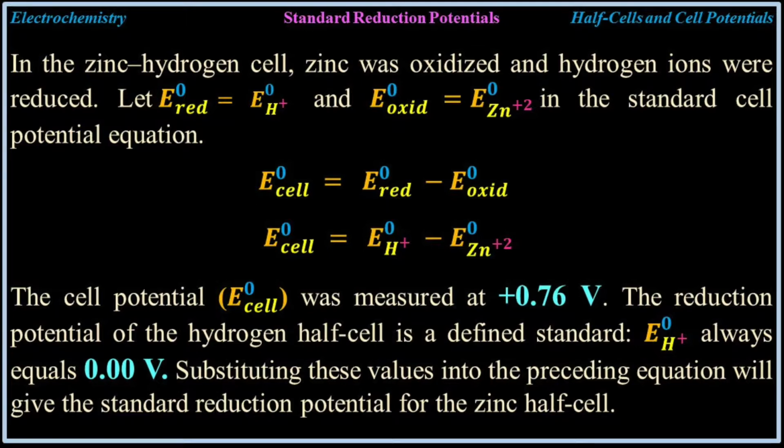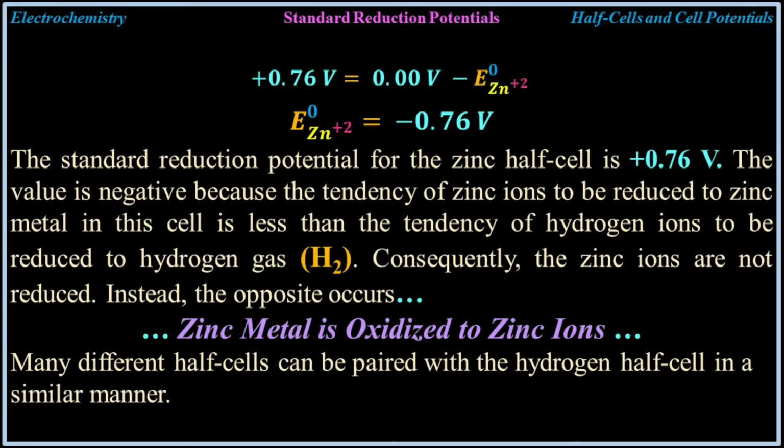The reduction potential of the hydrogen half cell is a defined standard. E0 hydrogen ion always equals 0 volts. Substituting these values into the preceding equation will give the standard reduction potential for the zinc half cell. So 0.76 volts equals 0 volts minus E naught zinc 2 plus ions. So the E naught zinc 2 plus will equal negative 0.76 volts.